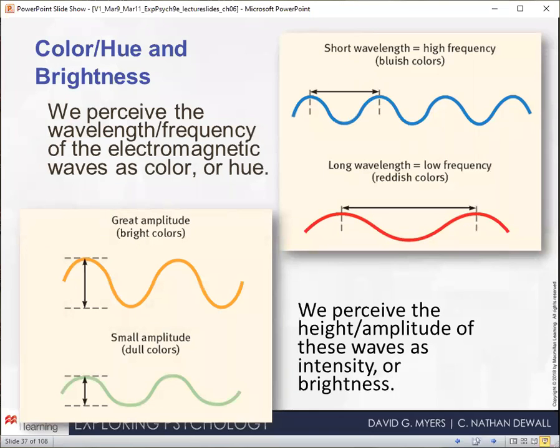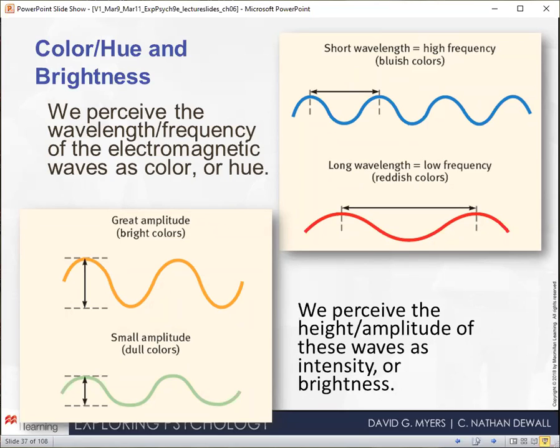Then we perceive the height and amplitude of these waves as intensity or brightness. So a great amplitude, a really large wave here, is going to be a really bright color. A small amplitude wave is going to be a very dull color. So if we have somebody who has a really bold color, a bright color, then the amplitude is going to be rather large. So those are characteristics of the waves and how it is that we perceive those particular electromagnetic waves.